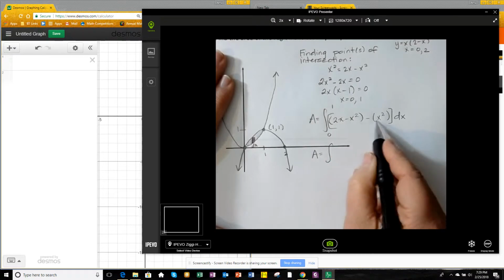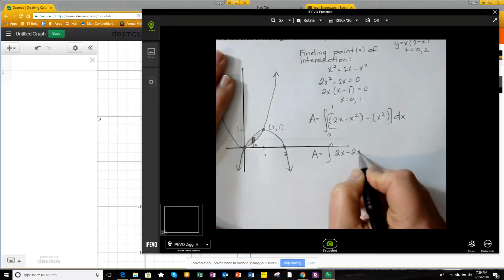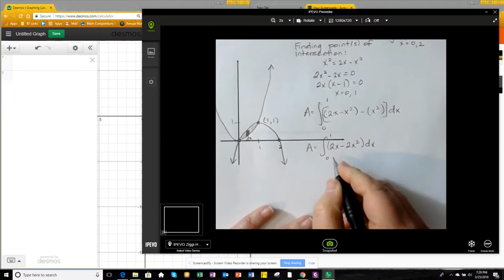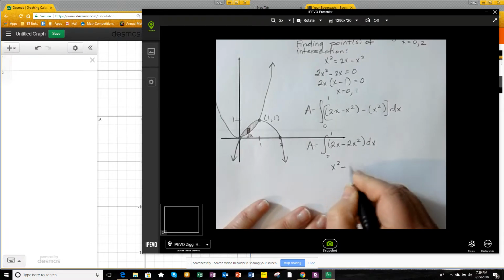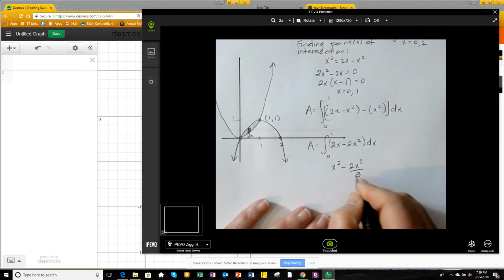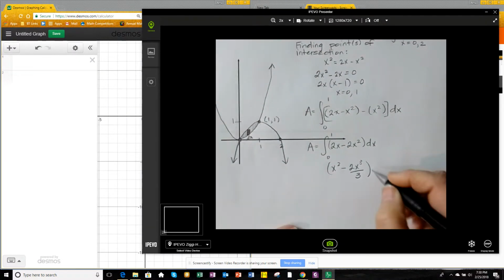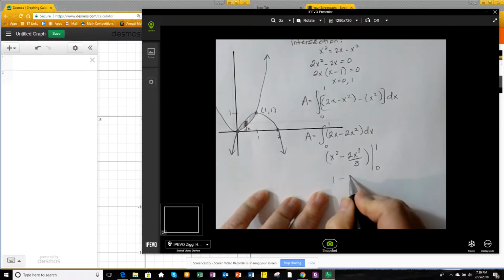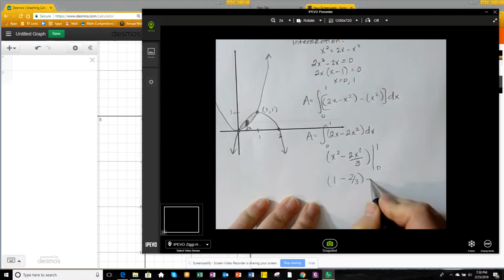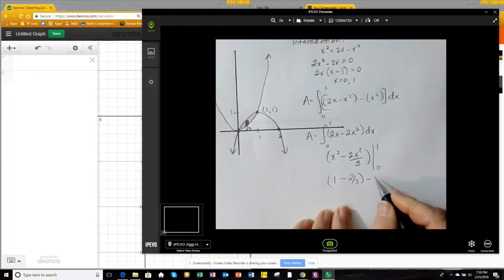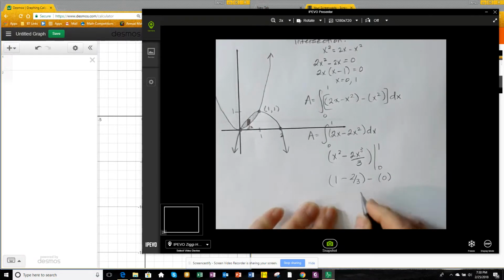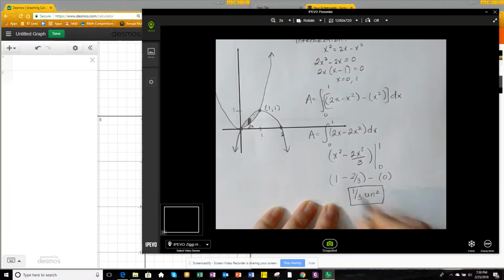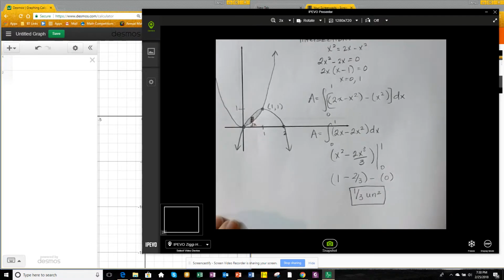All right, and then before we integrate, let's make it easier on ourselves and simplify the integrand. So this is going to be the integral of 2x minus 2x squared, from 0 to 1 dx. And let's do the reverse power rule here, and we're going to get x squared minus 2x cubed over 3, evaluated between 0 and 1. And so we're going to get 1 minus 2/3. And then when I plug in 0, using the fundamental theorem of calculus, part 2, we get a 0 and it wipes out. So the answer is 1/3 units squared is the area between those two parabolas.